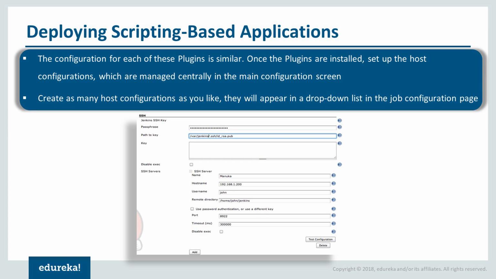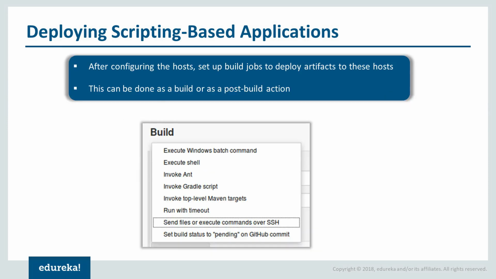Once that is done, you set up the host configurations, which are managed centrally in the main configuration screen, as you can see here. You go to Manage Jenkins, and then to Configure System, or rather Global Tool Configuration. Then you can create as many host configurations as you like. They will appear in a drop-down list in the job configuration page. Once everything is done, you set up the job, and under the build section you select the option called Send files or execute commands over SSH.